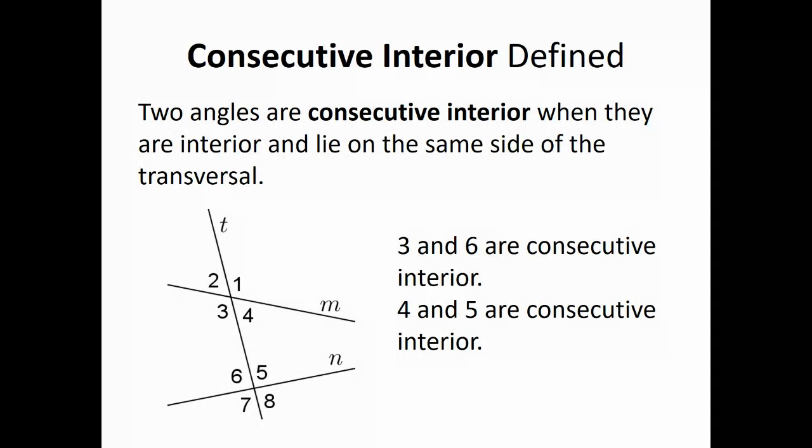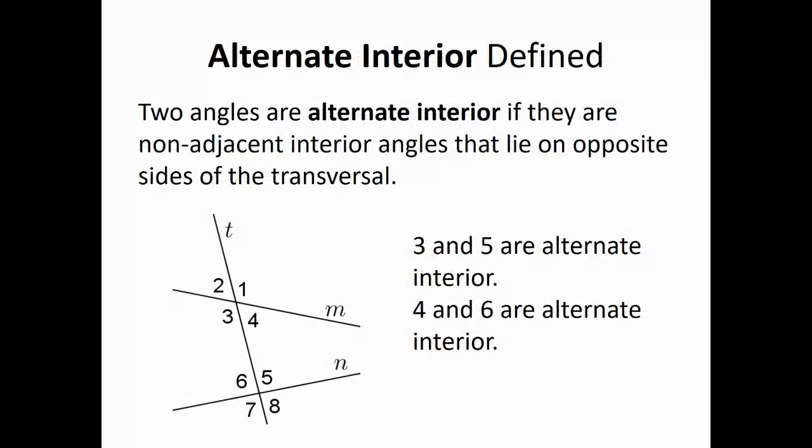Consecutive interior angles are interior angles that are on the same side of the transversal. So once again, we have two lines M and N cut by the transversal T. Angles 3, 4, 5, and 6 are the interior ones. Now consider angles 3 and 6. Consider that pair. They are interior and they are on the same side of the transversal. In this diagram, they are on the left. So they are a consecutive interior pair. The second consecutive interior pair is 4 and 5. They are interior, and they are both on the right of the transversal.